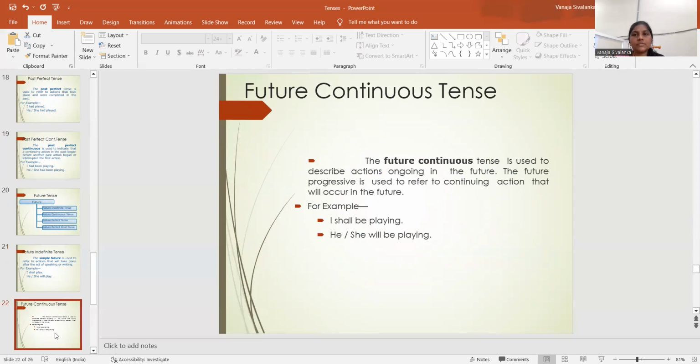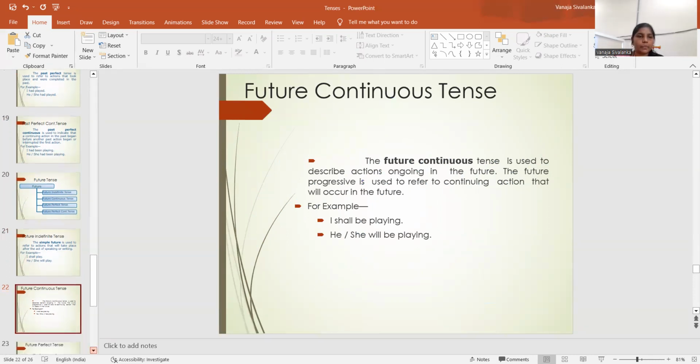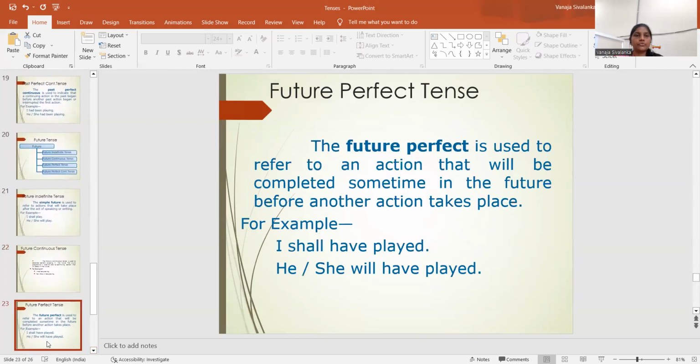Future continuous tense is used to describe actions going on in the future. The future progressive is used to refer to continuing action that will occur in the future. For example, I shall be playing, she shall be playing. Future perfect tense is used to refer to an action that will be completed sometime in the future before another action takes place. For example, I shall have played, she will have played.